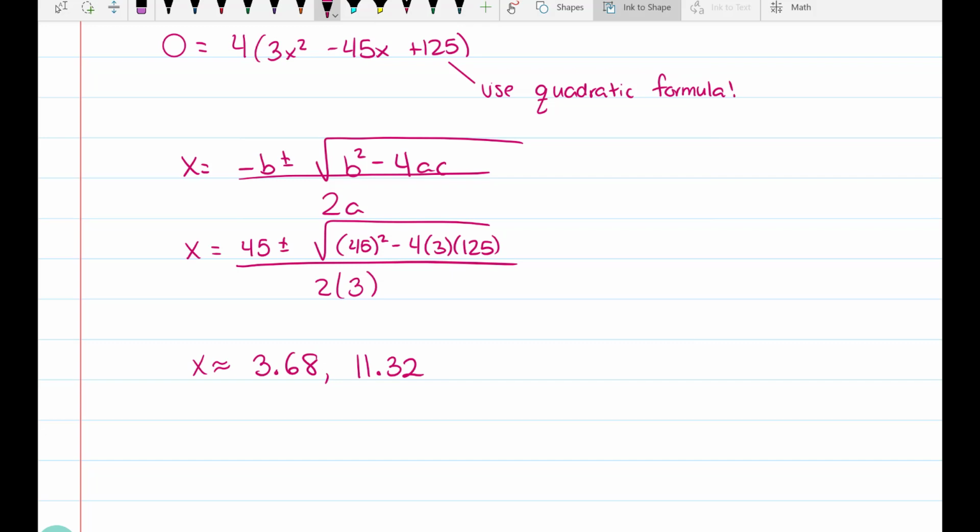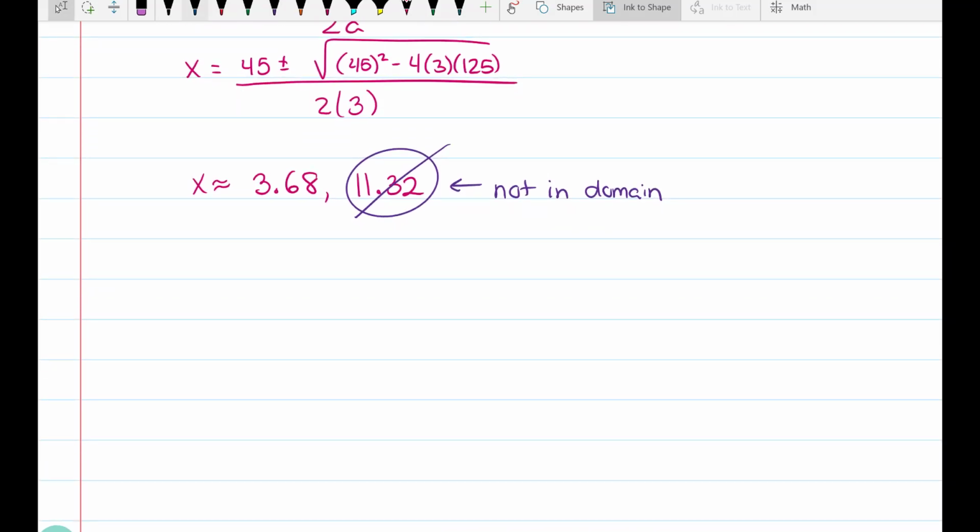That makes sense. The quadratic equation typically gives us one or two values. But what we need to do is check our domain. Do both these values work? Well, 3.68 does because it's between 0 and 10. 11.32 does not because it's larger than 10, so this is not in the domain. So now we get that this is our x value. Ding, ding, ding. This is our winner. So x is equal to the height, so h is equal to 3.68.